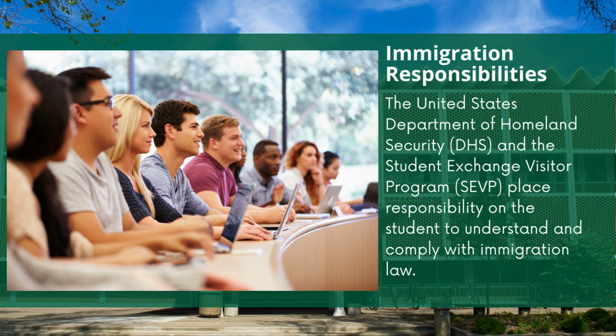The United States Department of Homeland Security and the Student Exchange Visitor Program place responsibility on the student to understand and comply with immigration law. As an F1 or J1 student, your primary purpose in the U.S. is to make progress towards and ultimately obtain your degree. The following slides will review your immigration responsibilities in regards to enrollment. Failure to fulfill your responsibilities may jeopardize your visa status as well as your eligibility for immigration benefits.